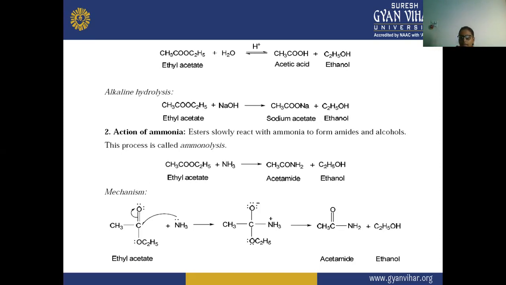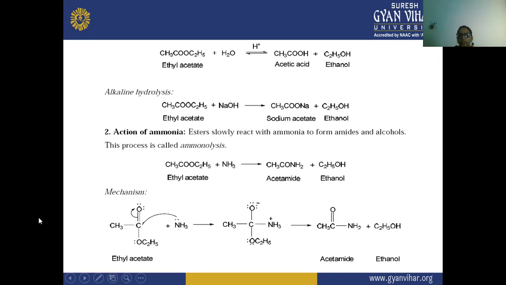And in the mechanism you can see this is ethyl acetate and this ammonia has the lone pair, and it reacts at the carbon which has the positive charge, because oxygen will withdraw the electron from it, and there is a formation of acetamide, and from here the H will be moved out and it will react with this OC2H5.